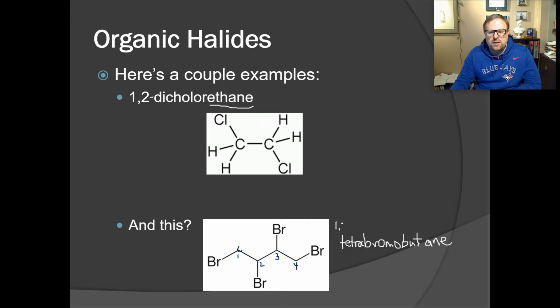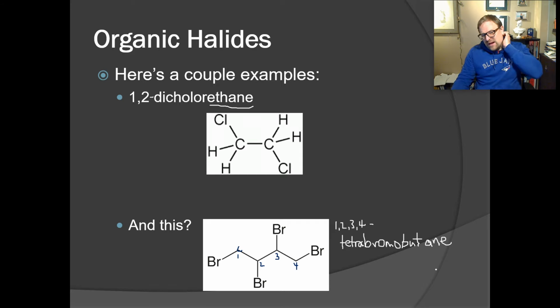So it'll be a 1, comma, 2, comma, 3, comma, 4, right? Because there's a bromine on carbon 1, a bromine on carbon 2, 3, and 4, and then a hyphen. So 1,2,3,4-tetrabromobutane. That's as hard as it is, okay?